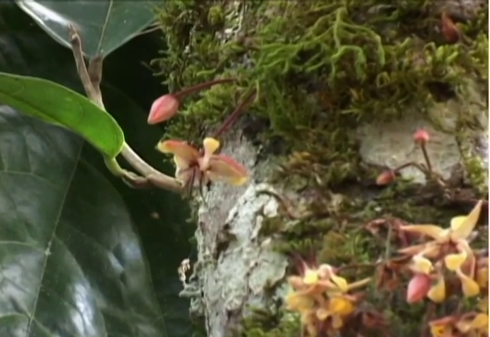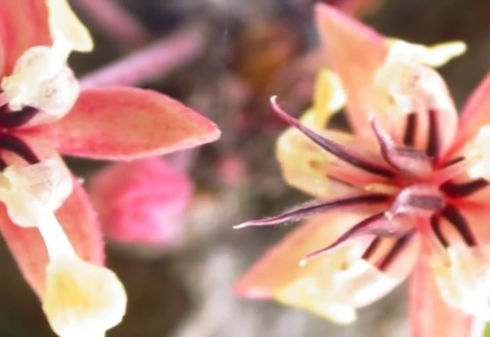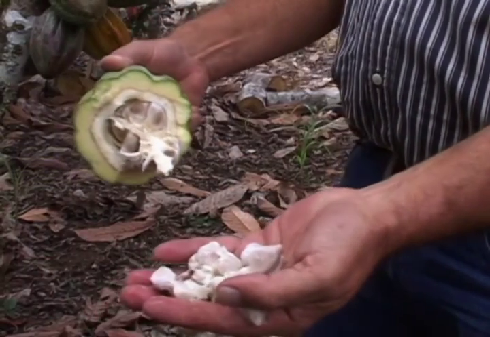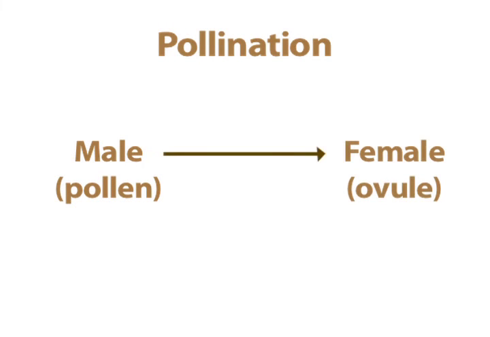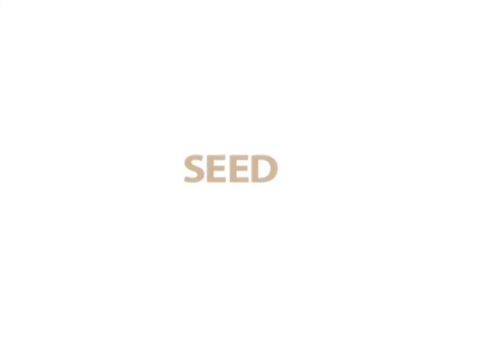We know that in cacao plants, the male part is the pollen, and the female part is the ovule. When the pollen joins with the ovule, fertilization takes place, producing a seed. Pollination is the journey made by the male's pollen to the female's style or stigma, so that it can then penetrate the ovary and fertilize the ovule. Fertilization occurs when the pollen joins with the ovule and produces a seed.